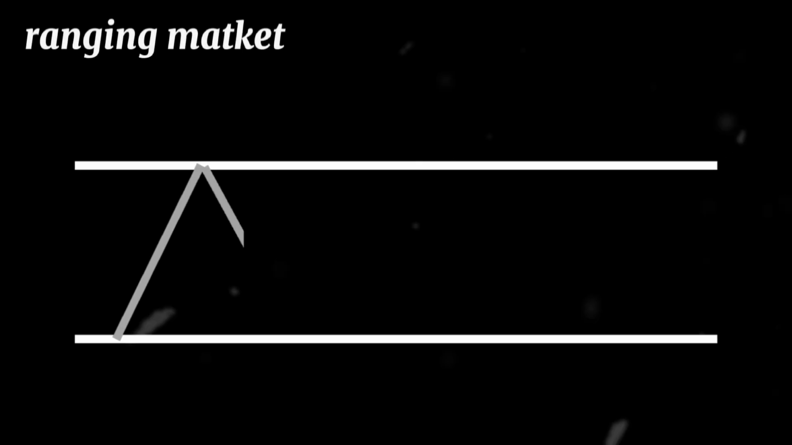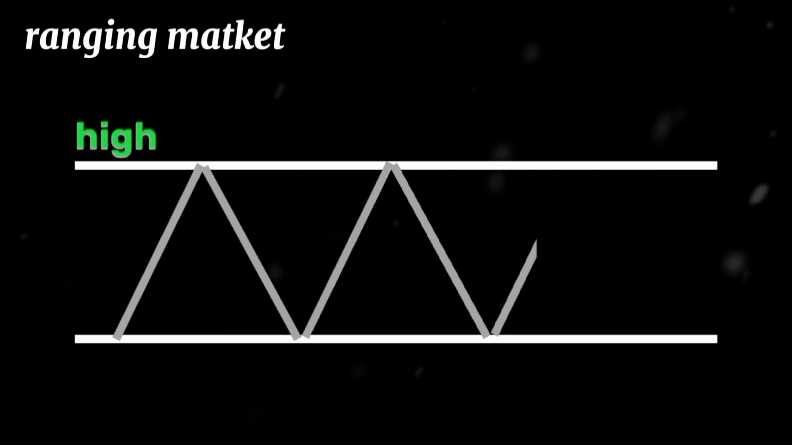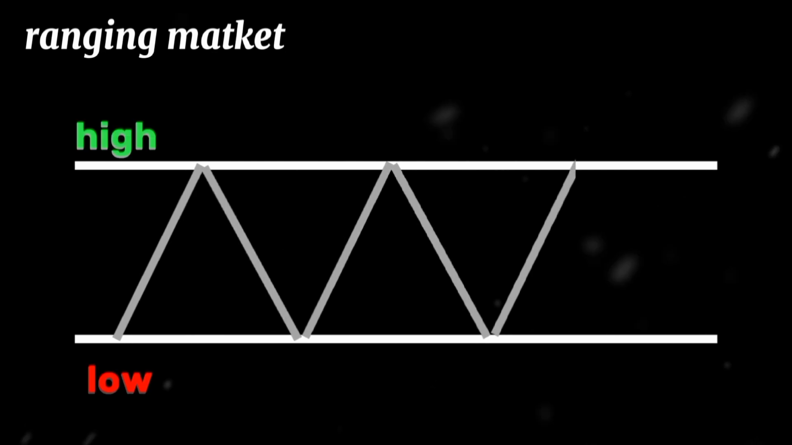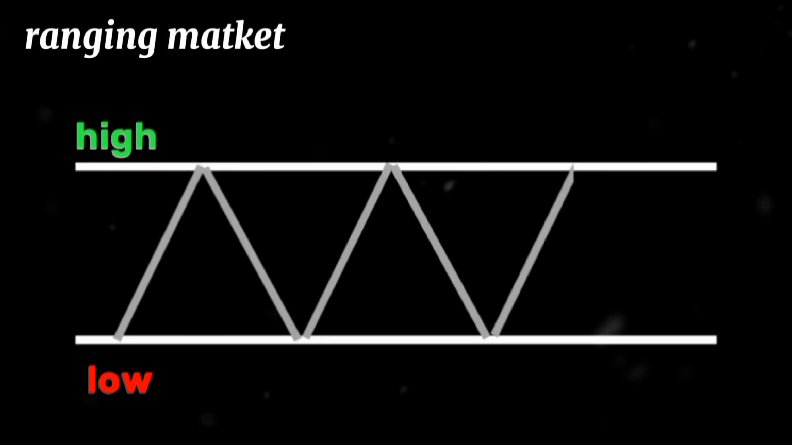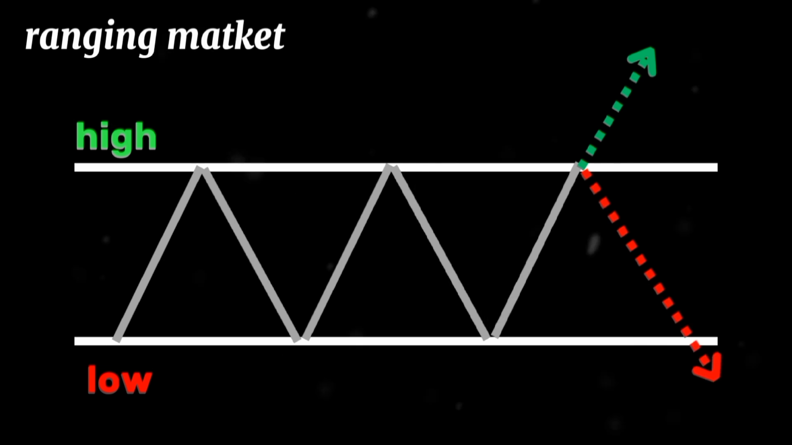A ranging market, however, means prices are bouncing between two levels, highs and lows, with no clear trend. There's a relative balance in the market, and neither buyers nor sellers have the upper hand. The market will remain in a range until it breaks out of these boundaries, either from the top or bottom.